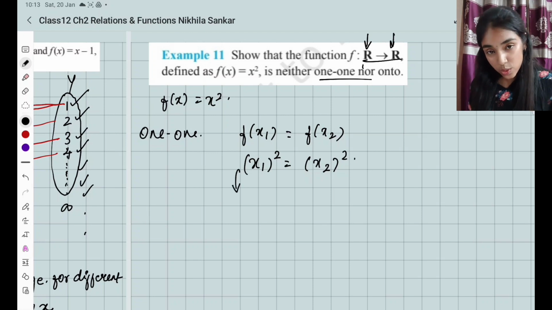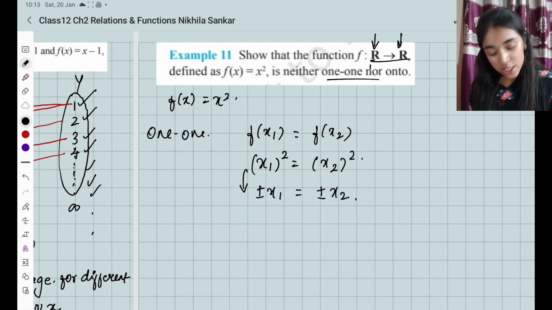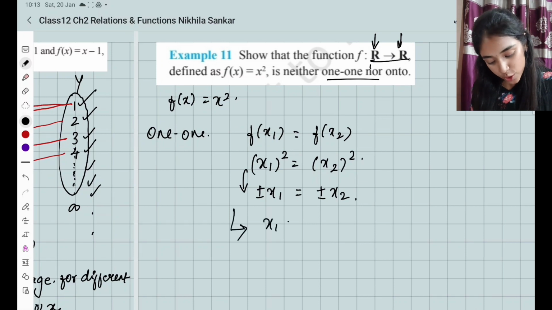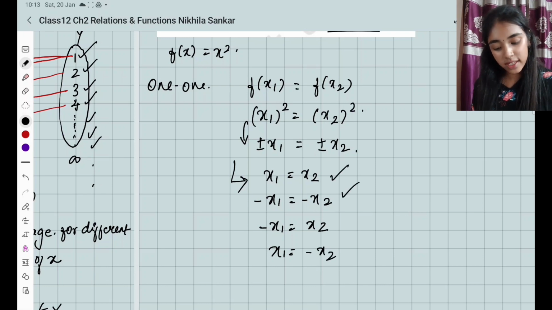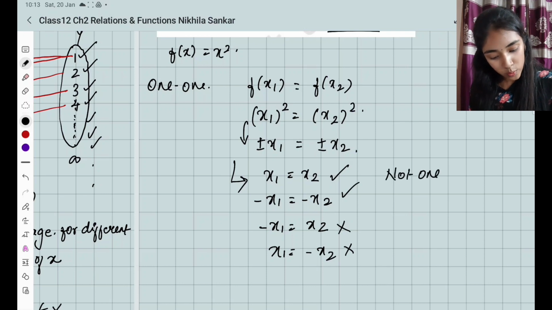When you take the square root on both sides, you have plus or minus x1 on this side and you have plus or minus x2. So you have 4 different options. What options? You have x1 equals x2, minus x1 equals minus x2. You also have minus x1 equals x2 and x1 equals minus x2. These two options are okay, but these two options they are not equal. So which means this is not 1 1.